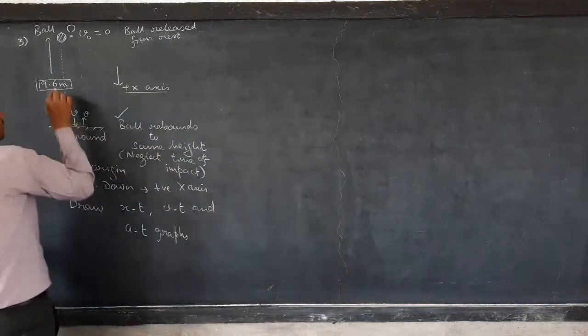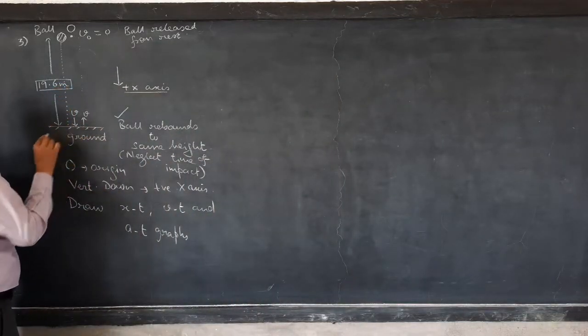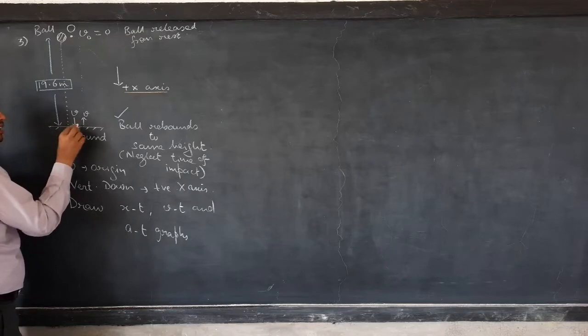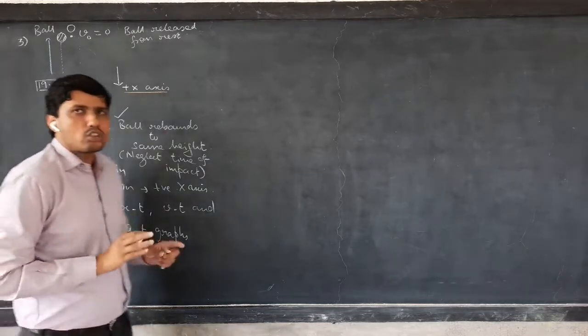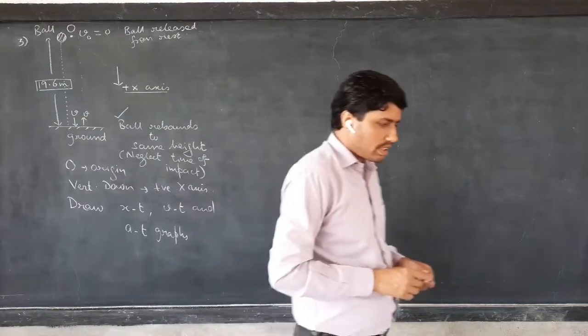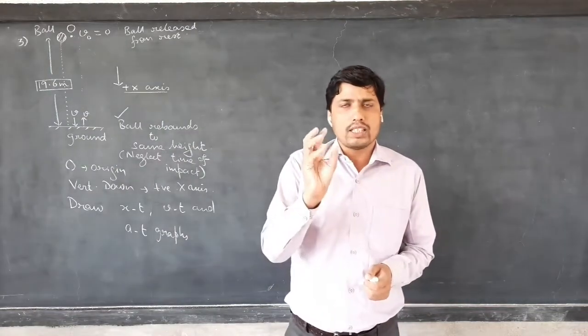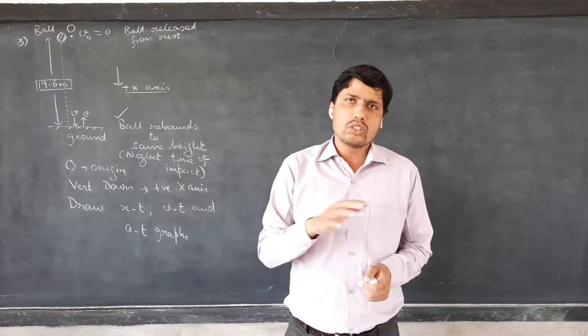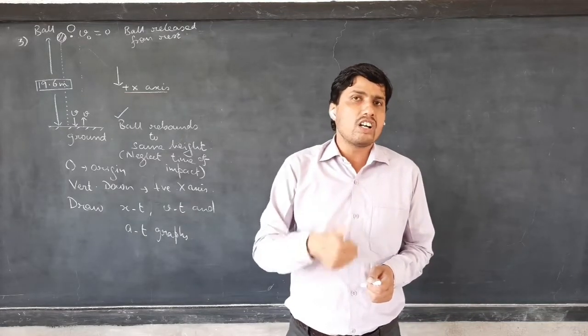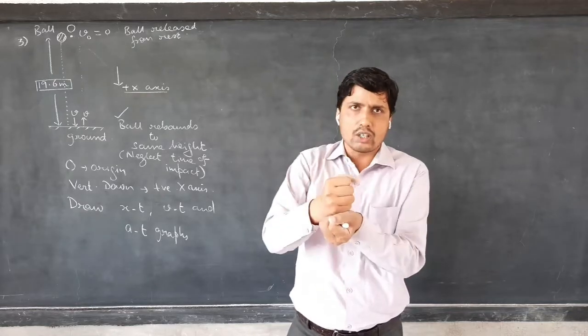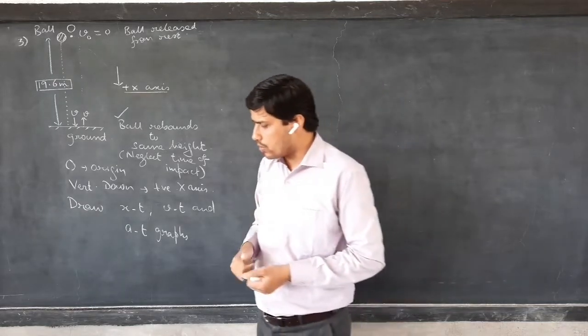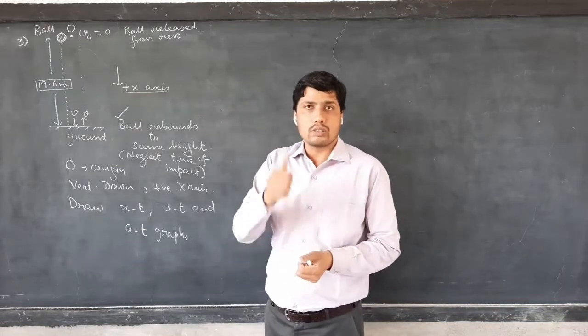So the time during which the ball remains in contact with this ground, during that time, the acceleration will not be equal to acceleration due to gravity, because there is some extra force in addition to gravity. Who is exerting that force? The ground. In which direction? Upward direction. When that ball hits the ground, the ground exerts a force in the upward direction. Because of that force, it rebounds.